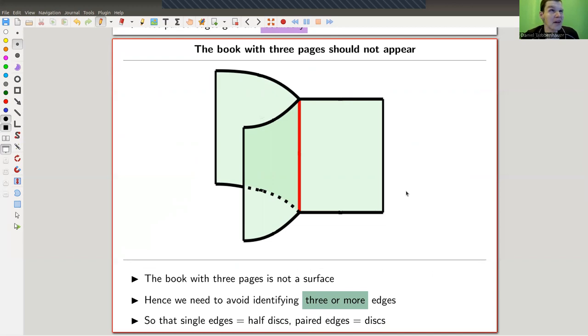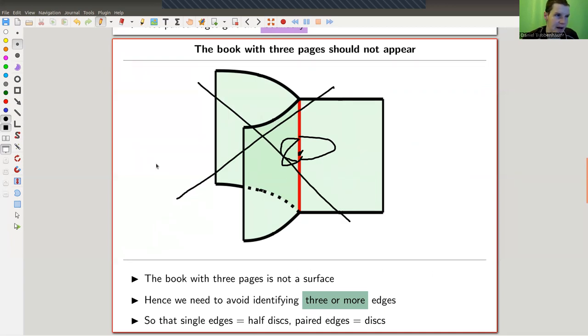And now we might want to think a little bit what kind of words we allow. And remember that we had this book with three pages where this point here has a really, really strange looking neighborhood. It's a book with three pages, which is certainly not a disk nor a half disk. So this was not a surface. So we want to rule it out anyway. And as you can see, what happens here is we have three pages glued together, hence the name, the book with three pages. So what we should do is we should not identify three or more edges. If we have four edges, then it would be a book with four pages. If we would have five edges, it would be a book with five pages and so on. So these are not surfaces, so we don't want that.